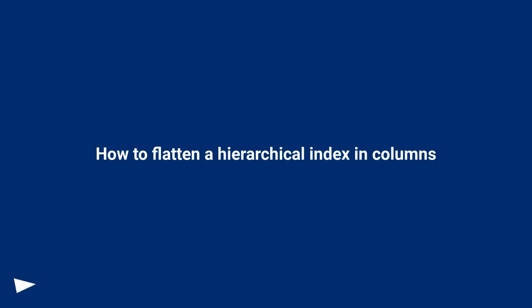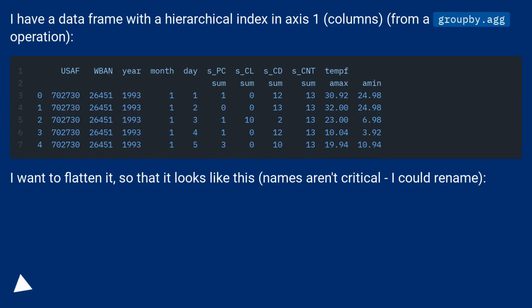How to flatten a hierarchical index in columns. I have a data frame with a hierarchical index in axis 1, columns, from a groupby.agg operation. I want to flatten it, so that it looks like this. Names aren't critical, I could rename.